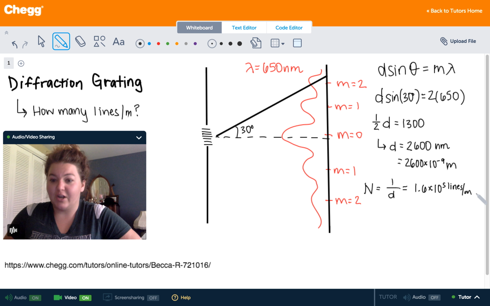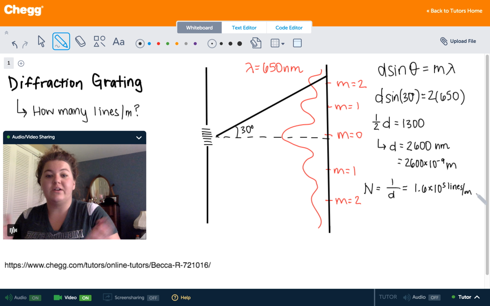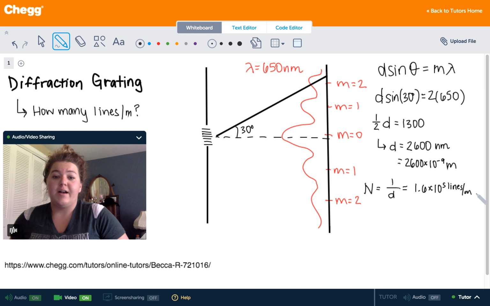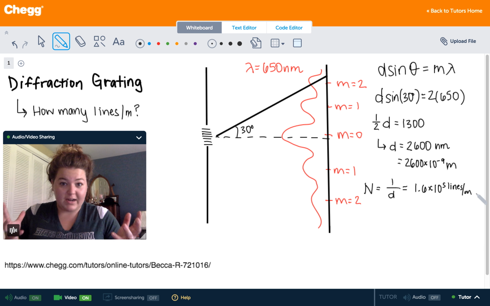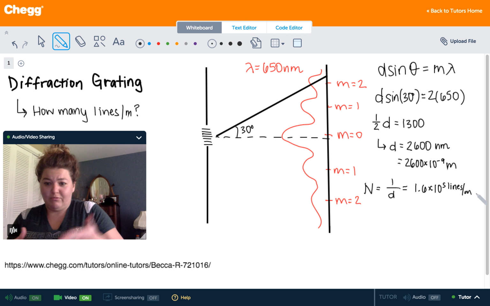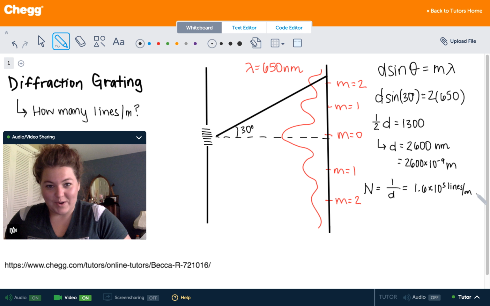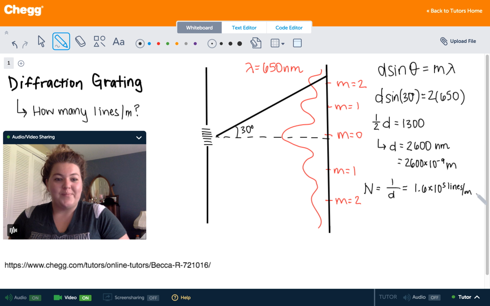These types of problems are very variable. They can give you the number of lines per meter and ask you to find the wavelength. They can give you dichromatic light and ask you to find the difference between, let's say, a red line and a blue line based on the order and based on the angle between them. There are lots of different ways to set up these problems. This is just one, and hopefully this gave you the tools to figure out diffraction grating problems.